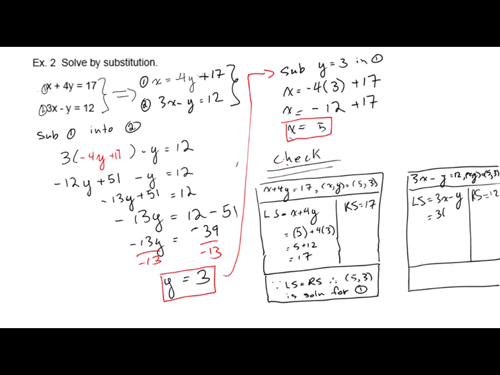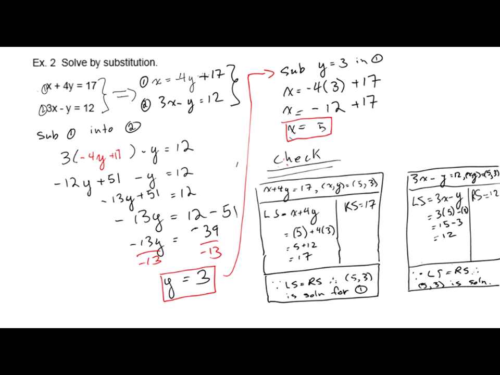And here it is. And we're almost done. And we end up with 12 as before. So since the left side is equal to the right side, therefore (5, 3) is a solution for equation number 2. And we're done. So just take a moment and look at that. So all we have to do now is state our final solution. Therefore (5, 3) is the solution.